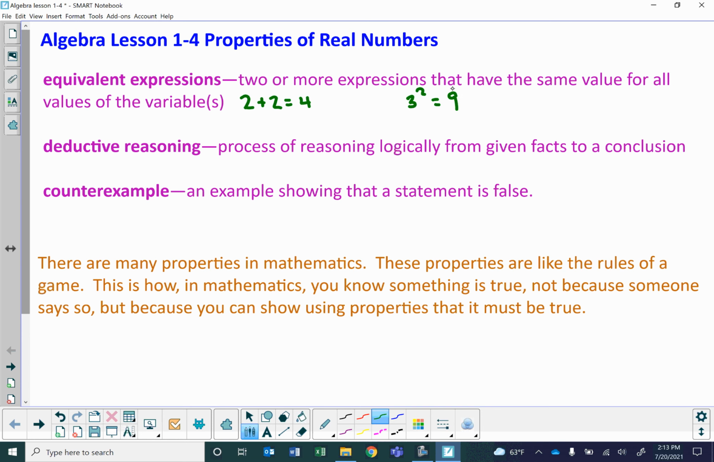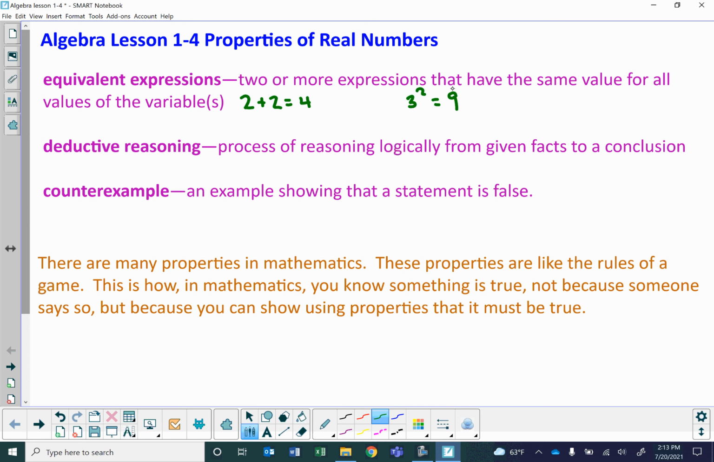Deductive reasoning is the process of reasoning logically from given facts to a conclusion. Deductive reasoning is oftentimes the reasoning that lawyers will use in the courtroom to be able to prove something is true or false. And a counterexample is an example that shows that a statement is false. So any counterexample would work. If I said all dogs are black and I found a white dog, that would be a counterexample proving that not all dogs are black.